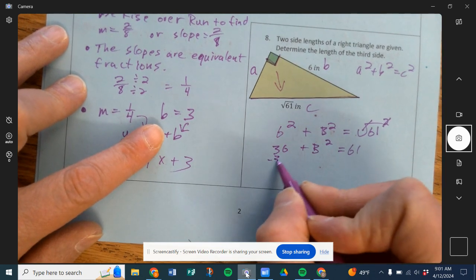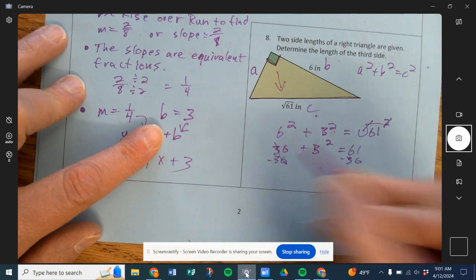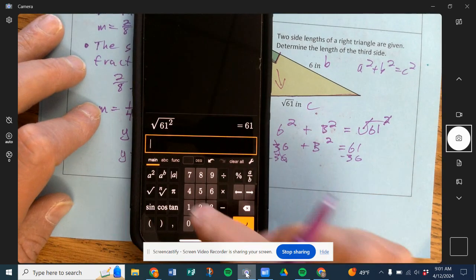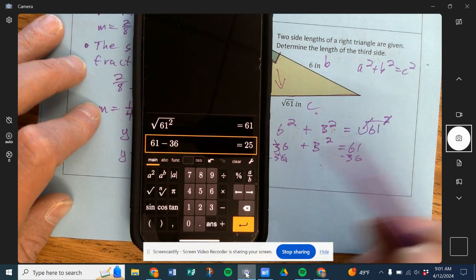Now this is a positive 36. I got to bring it to the other side, so I use the opposite or inverse of being positive. It's negative, and I'm going to say 61 minus 36 gets us to 25.